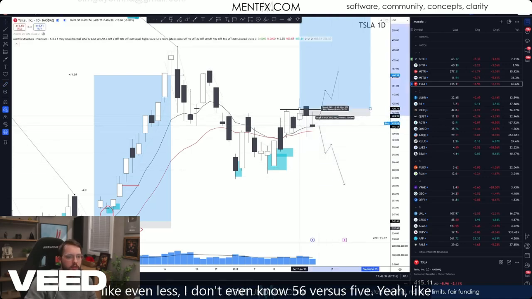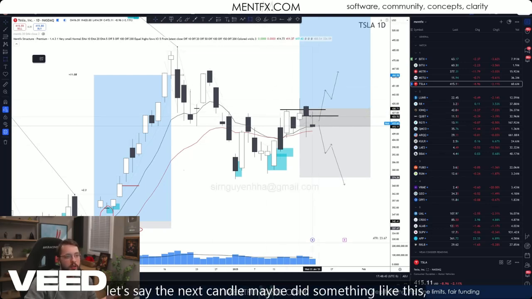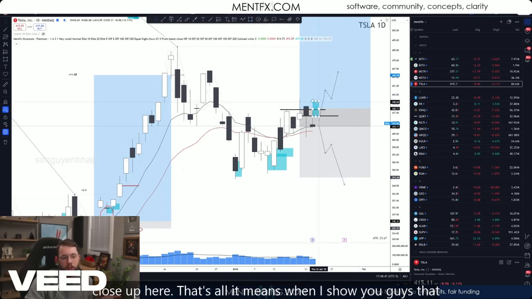I don't even know. 56 versus 5. Yeah, like minus 0.1 would be the loss here. That's still a break even. And in the future, you might get the same thing where, let's say the next candle maybe did something like this, right? You might just move to break even entirely or just close up here.